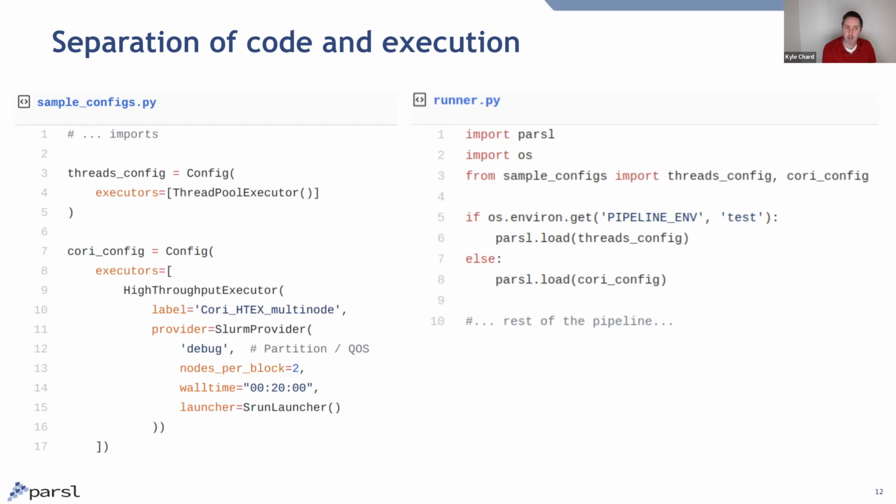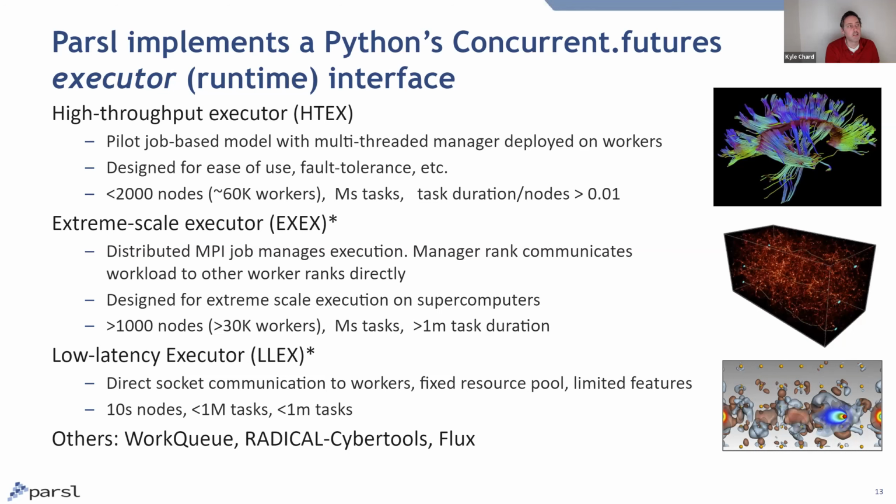So the second thing I wanted to mention was that the second abstraction is our executor abstraction. The provider abstraction is really about speaking to different resources. The executor abstraction is about defining how the tasks are going to be executed.